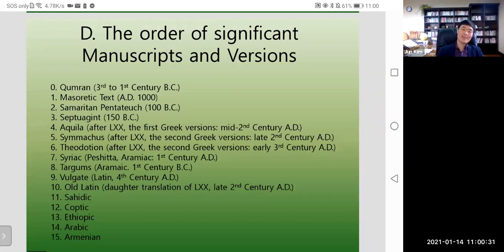Aquila after LXX. By the way, LXX is another name for Septuagint. The first Greek version, mid-century, Symmachus and Theodotion, Syriac, Targum, Vulgate, Old Latin, and Sahidic, Coptic, Ethiopic, Arabic, Armenian. They are all different names of manuscripts and versions. Okay.